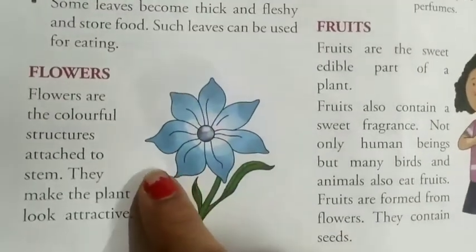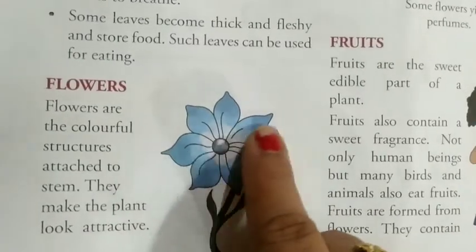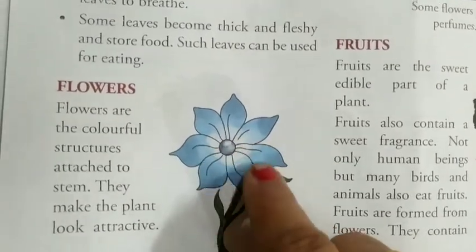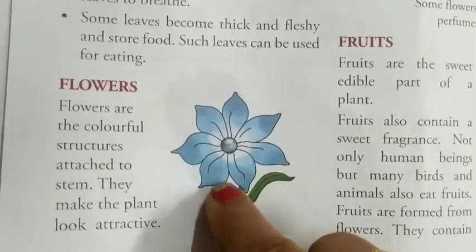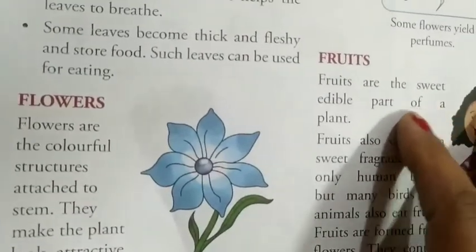Now the next topic, beta, is flowers. Flowers are the colorful structures. The green colored structures are called leaves, and the colorful structures are attached to the stem. They make the plant attractive. They are called flowers. Those that make the plant attractive we call flowers.